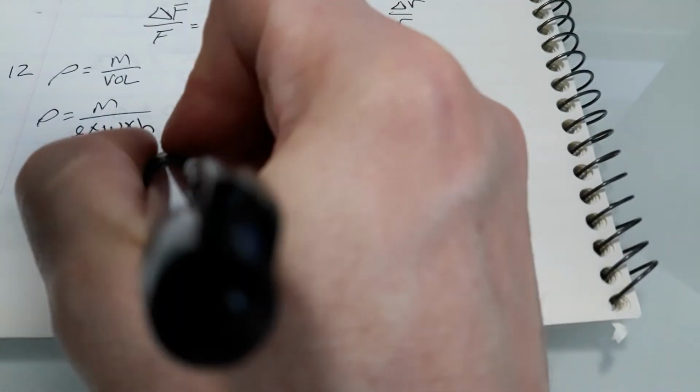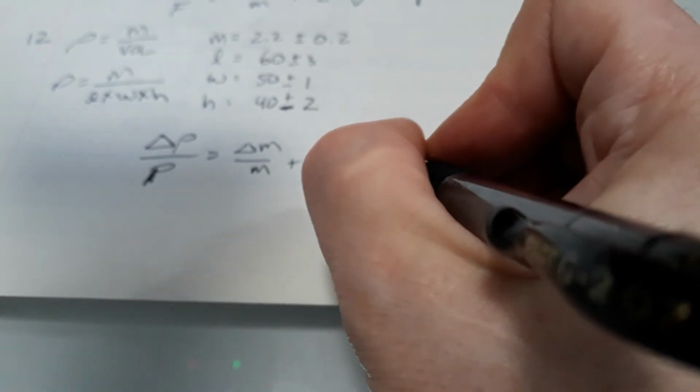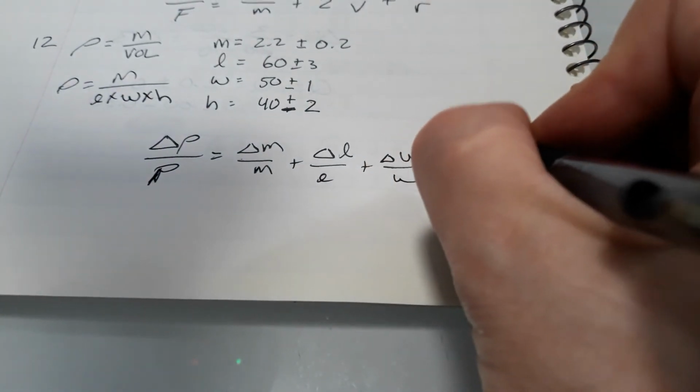All right. So again, the formula involves nothing but multiplication and division. So we don't really need to think too much. We just need to get all of the components. Let me write this again. Density is equal to mass over length times width times height. All right. So the uncertainty in the density is going to be equal to delta M over M plus delta L over L plus delta W over W plus delta H over H.